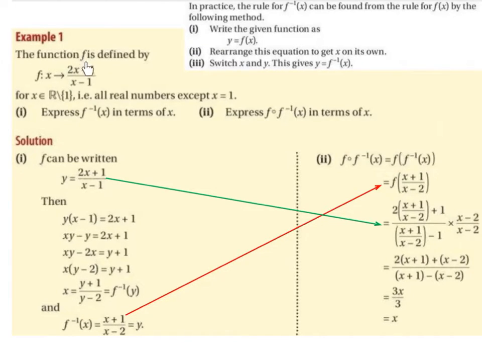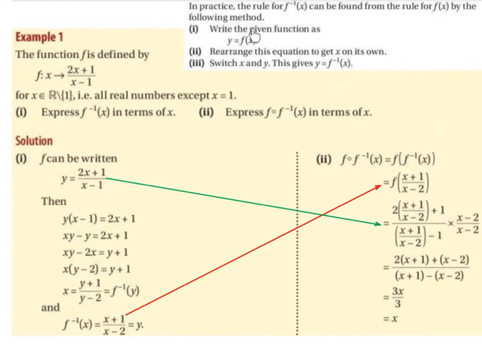So the function f is defined by f of x maps to 2x plus 1 divided by x minus 1 for all x values that are an element of the real number set except for 1, i.e. all real numbers except x equals 1. So part 1, express the inverse of f of x in terms of x.